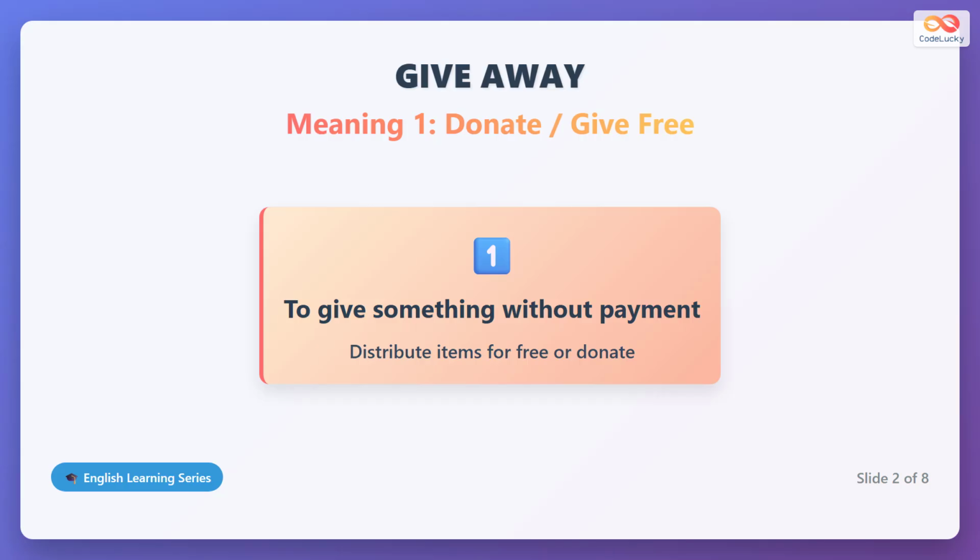Give away meaning one is to give something without payment. This means donate or distribute items for free. You give something to someone and expect nothing in return. For example, when you donate clothes to charity, you give them away. This is a very common use in everyday English.